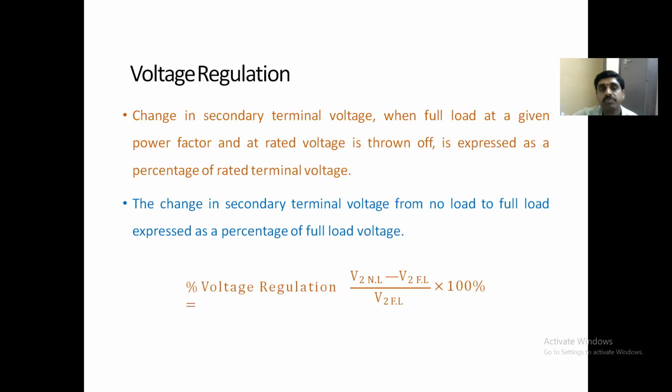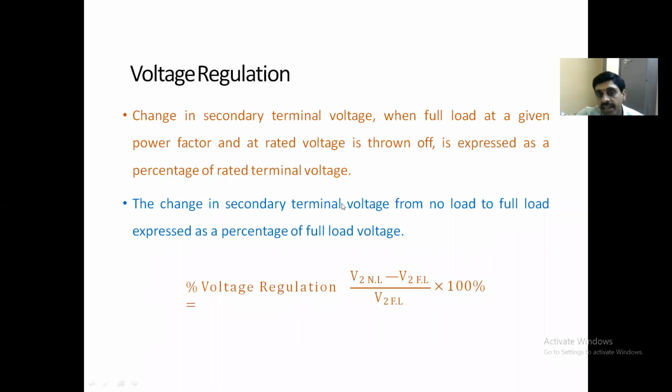I will finish that. So, the change in secondary terminal voltage when full load at a given power factor and at rated voltage is thrown off is expressed as a percentage of rated terminal voltage. That is the definition. What is the change in the secondary terminal voltage when the full load at a given power factor, at rated voltage, is thrown off? When the full load is thrown off, what is the change in voltage? That regulation may be positive or negative.